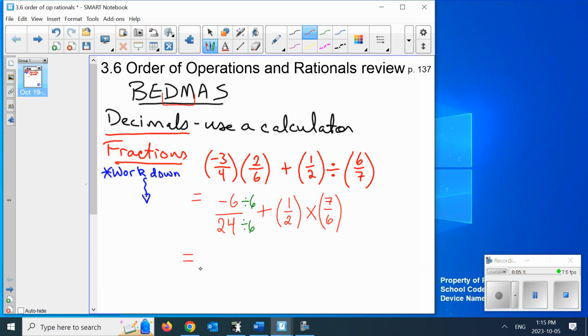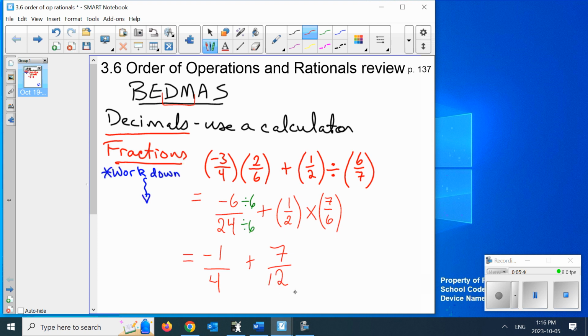So then what? That first fraction, negative 6 divided by 6, is a negative 1. 24 divided by 6, that's a 4. I'm adding that to, and I can do this multiplication here. 1 times 7 on the top is 7. 2 times 6 on the bottom, that's 12.